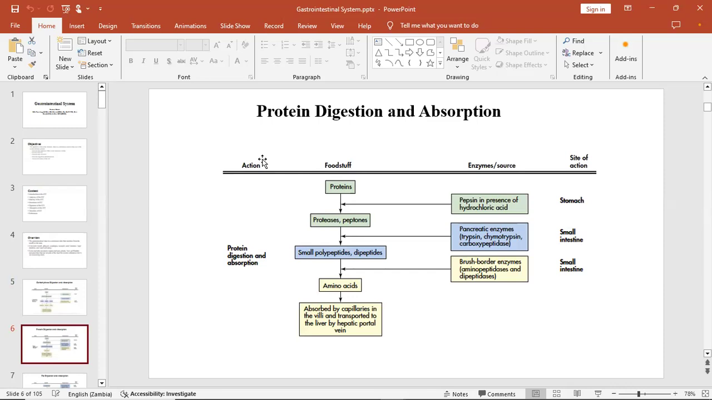So fast forward, we skip to the stomach. Food has already reached the stomach, or the bolus has already reached the stomach. So now in the stomach, you're going to find the action, protection, and absorption. The food stuff is the proteins, the enzyme source is pepsin in the presence of hydrochloric acid.